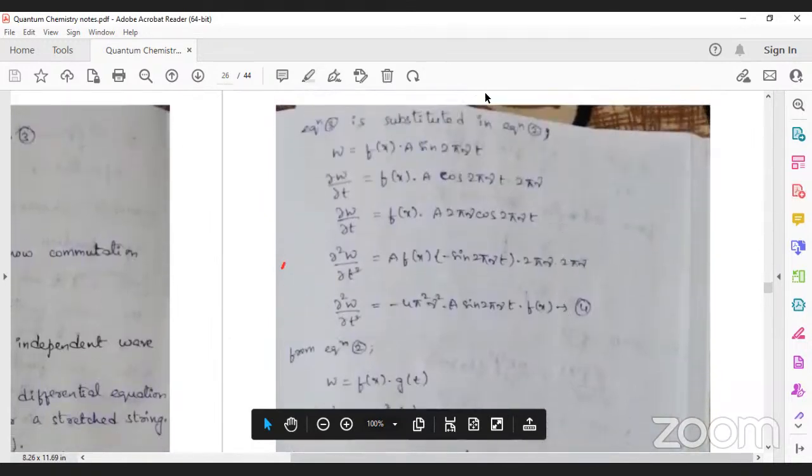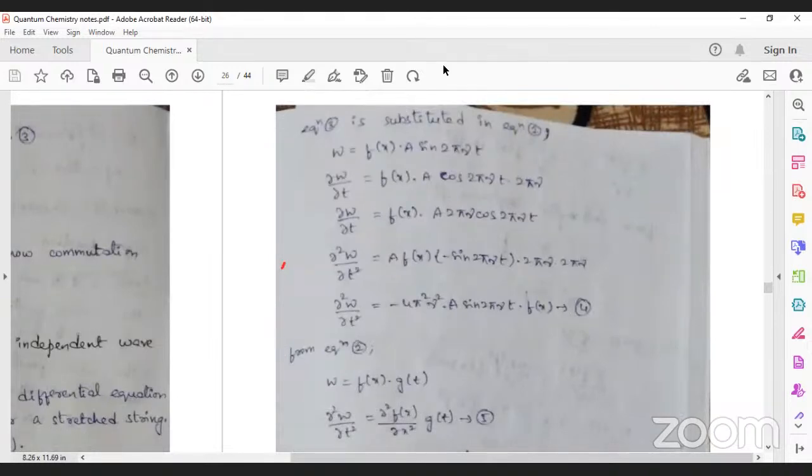Just see, are you able to see this? Yes, sir. So finally W can be defined as f of x into g of t. G of t we have defined as A into sine 2 pi nu t. This is g of t, this is f of x, and that is W. We are going to differentiate with respect to time. When differentiating with respect to time, f of x is kept constant, right? In the entire equation f of x becomes constant because we differentiate with respect to time only.